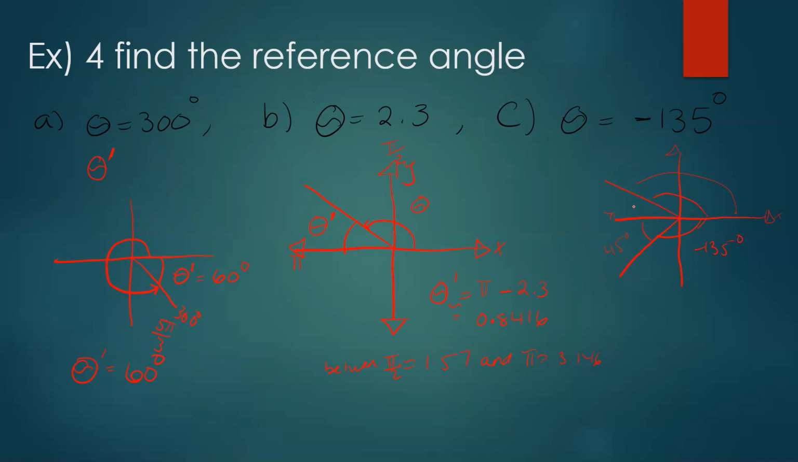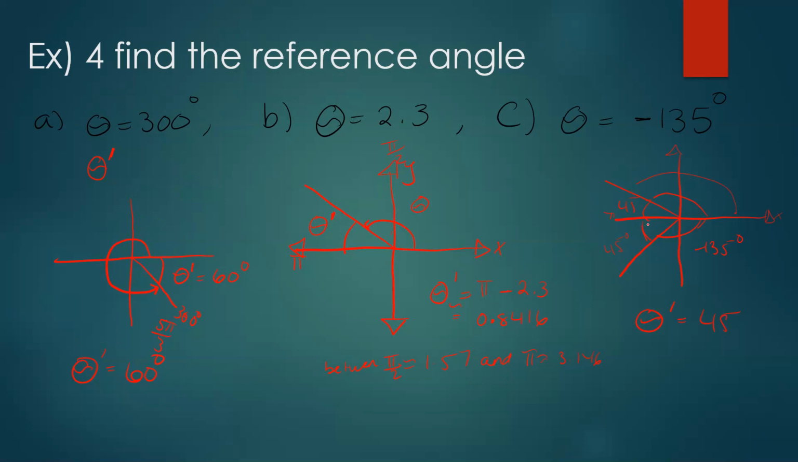So the reference angle would be right here, 45, because this would be 45. So the reference angle with this would be positive 45. So the reference angle is represented as theta prime equals 45. Just remember, a reference angle is a smaller angle.